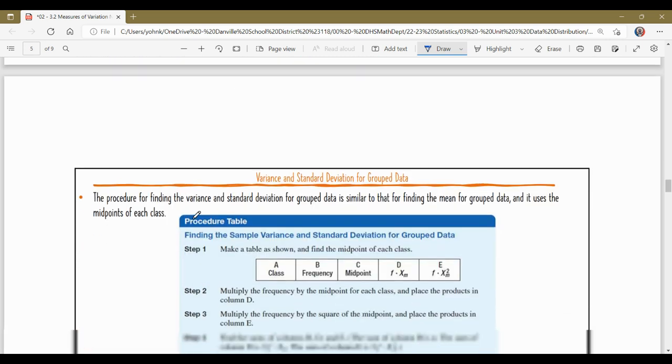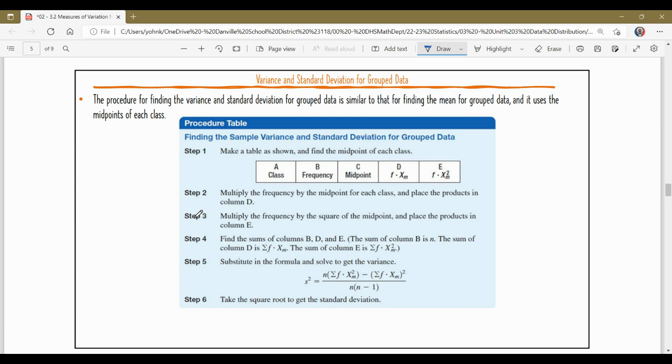Okay, well, what if we don't just have a list of numbers, but we have a frequency distribution that we have to find the standard deviation and variance for? Well, the procedure for finding variance and standard deviation for group data is similar to finding the mean for group data in the fact that it uses midpoints. So here's our procedure table for finding sample standard deviation and variance for group data.